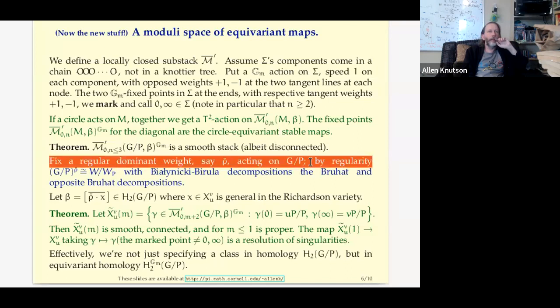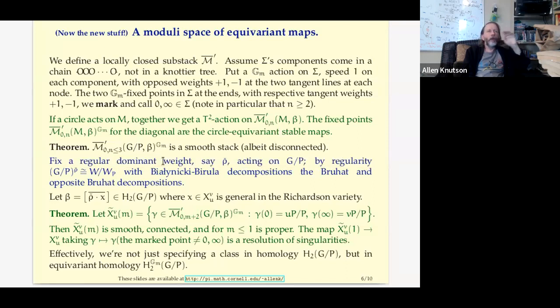I say fix a regular dominant co-weight. It should say co-weight, that's terrible, because a weight is a map from your torus to C cross. A co-weight is a map from C cross to your torus. That's what I want, a regular dominant co-weight. What's nice about a regular dominant co-weight is the Bialynicki-Birula decompositions it defines on the flag manifold. There's always two of them, flow towards zero or flow towards infinity. Those are the B orbits versus the B minus orbits. Those are the two stratifications you get from this circle action. And so you can already sort of hear the Richardsons showing up when I say, let's think about a regular dominant co-weight.